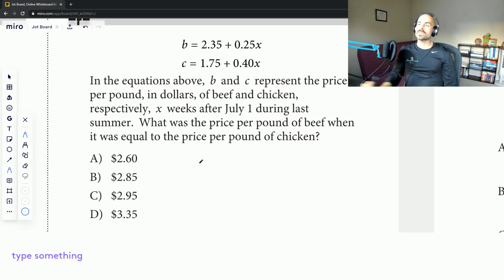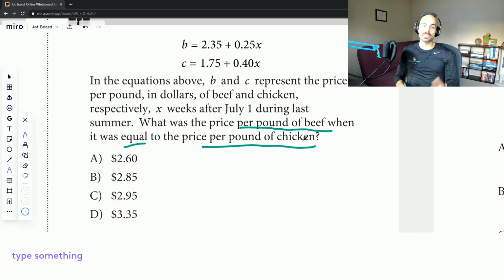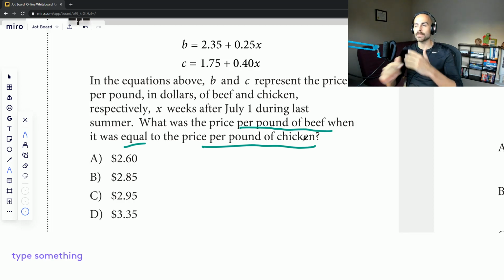All right, so this is a question where having a graphing calculator would be so easy. We would just plug these two in and see where they're intersecting, because that's really what they're asking for us. When they ask us what is the price per pound of beef when it's equal to the price per pound of chicken, they're asking for a solution, or where the intersection is, right?